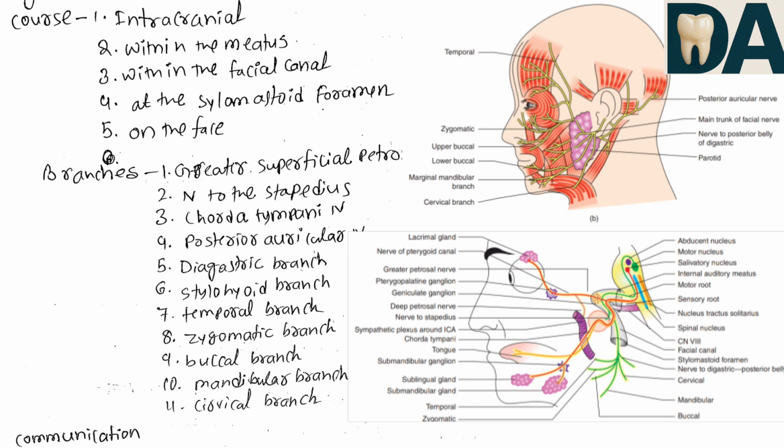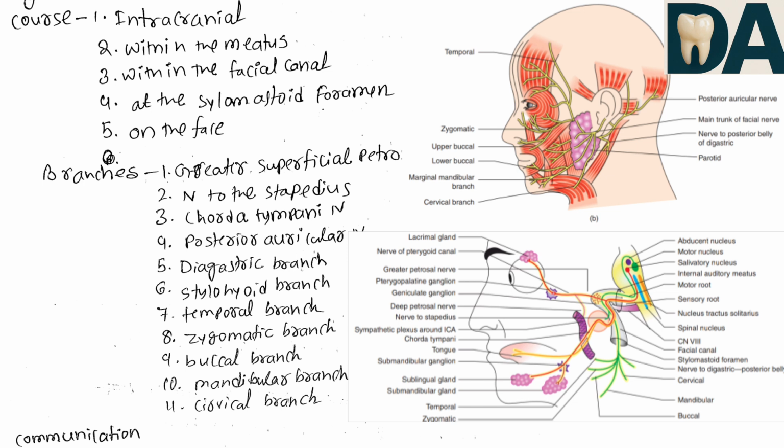Ninth branch, buccal branch. Those originate as multiple twigs and run forward in a horizontal direction. They consist of two groups of fibers. One is the superficial branch that runs beneath the skin to supply the superficial muscles of the face, and the deep branch that runs at a deep plane and supplies the zygomaticus, levator labii superioris, buccinator and orbicularis oris muscle.